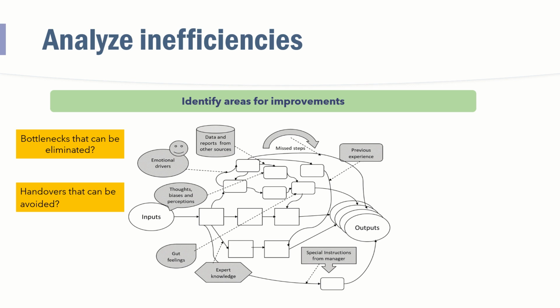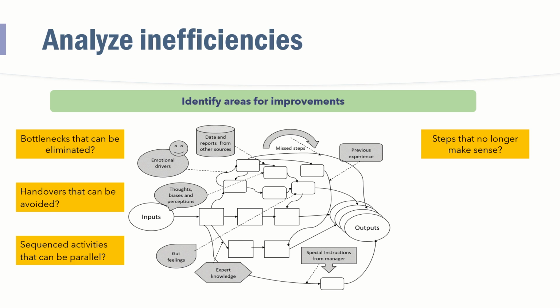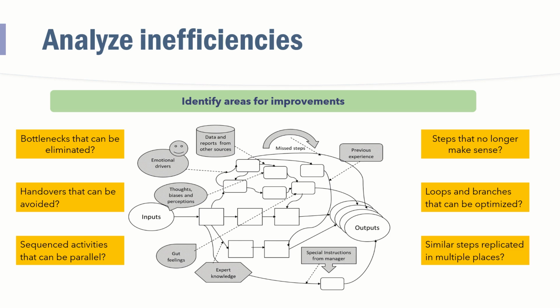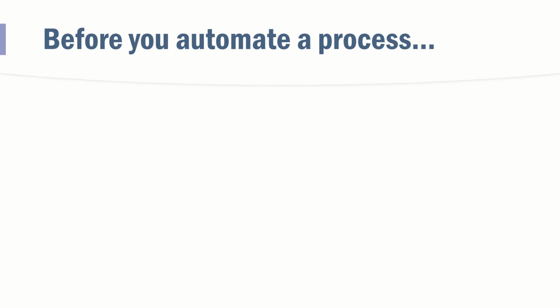What about sequence activities that can be parallel? What about steps that no longer make sense? And then perhaps loops and branches in your flow that can be optimized because they change so much over time that there's no more logic in it. And perhaps there are similar steps executed by different people at different times that may be replicated, and they may become a subflow that becomes more repeatable and therefore more optimal. There are many more ways you can look at this, and there are special areas that focus just on process improvement and reengineering. But even thinking about these few questions will really help you.